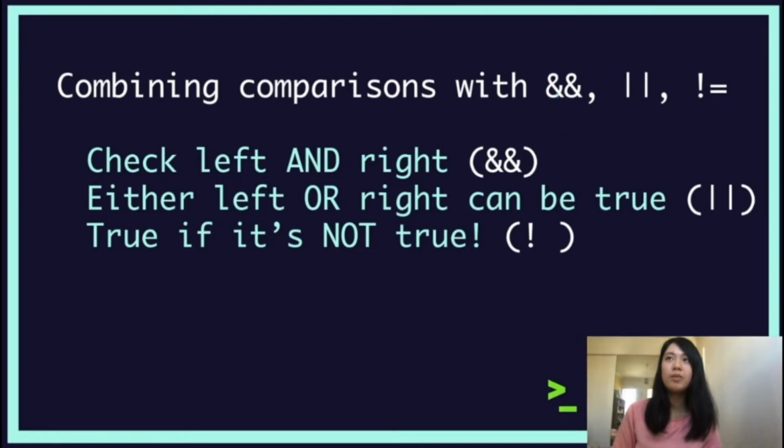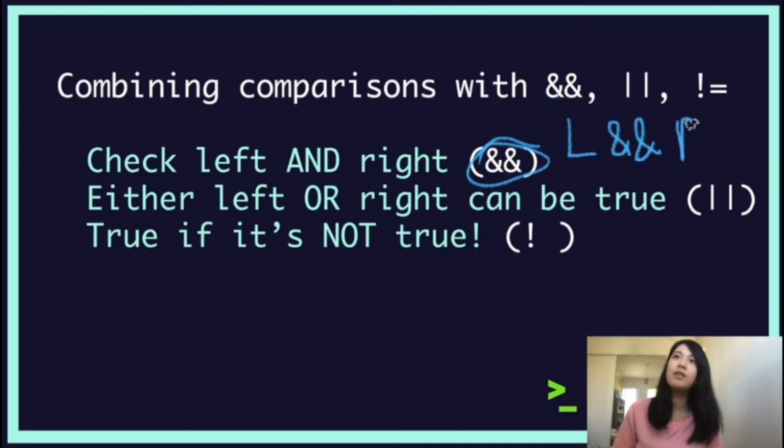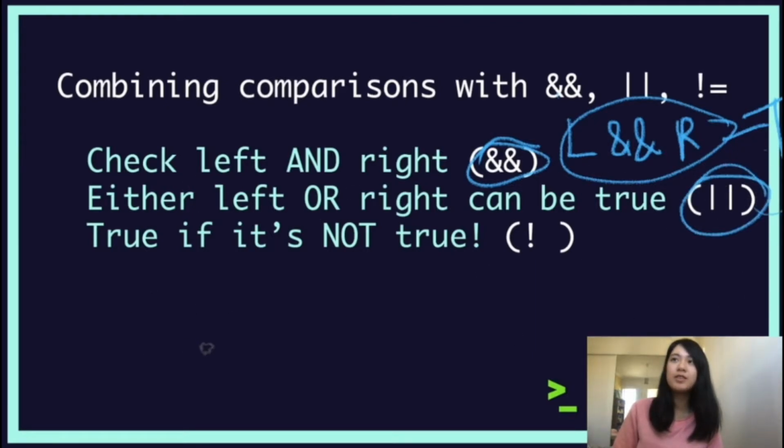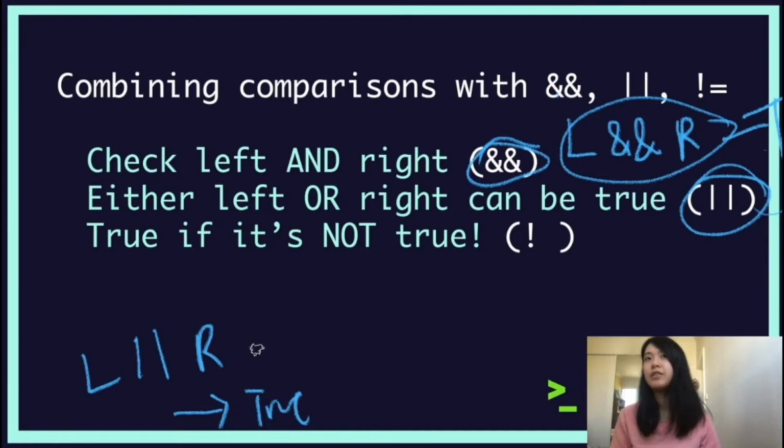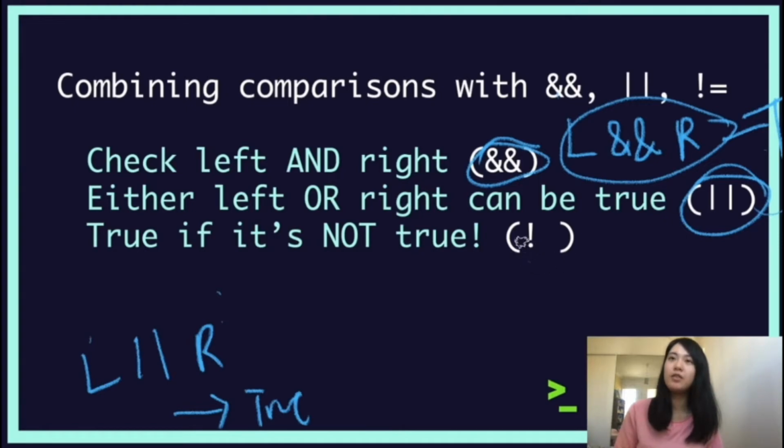And what if you want to combine two different conditions? You want to ask two questions. Well, you can use the AND operator, which is a double ampersand, and this will return true if both the condition on the left and right are true. Or the OR operator, which can return true if just one of the left or right is true. So they can both be true, or either one can be true and it will return true. The only way it will return false is both are not true.